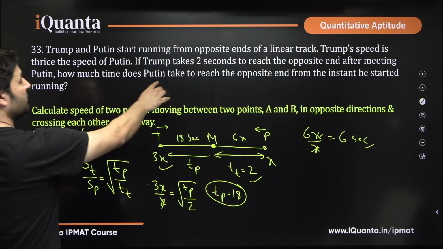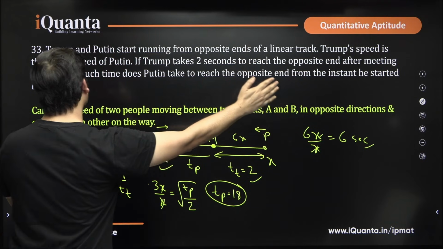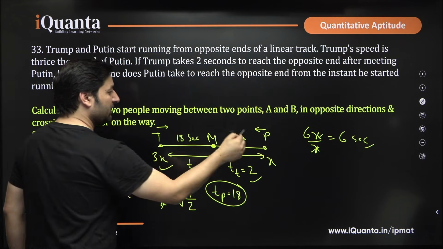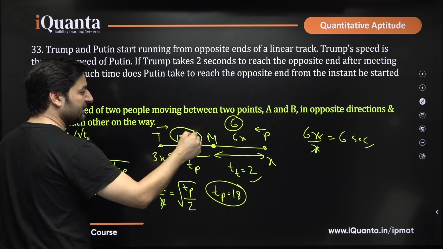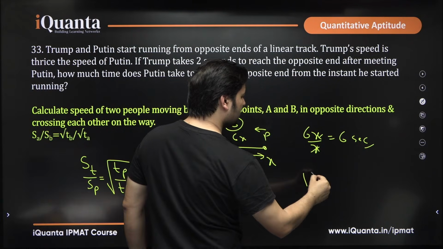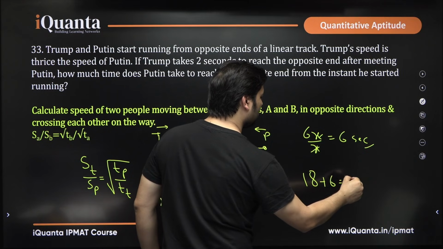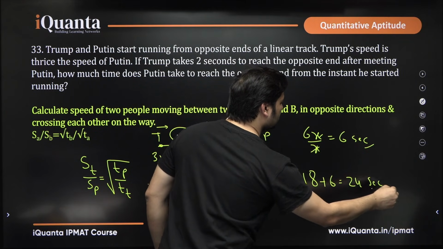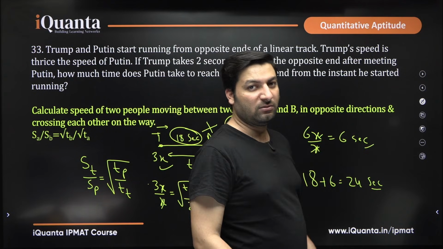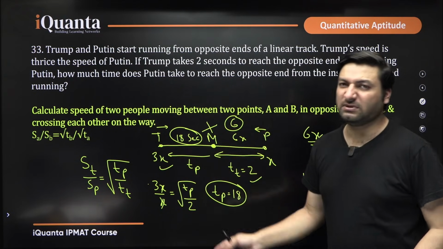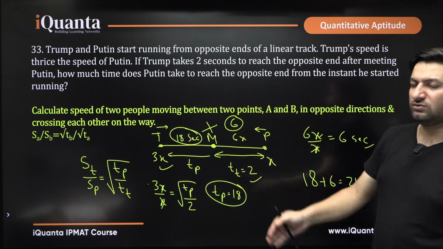And that is why I can say the total time: how much time does Putin take to reach the opposite end from the instant he started running? Here to here Putin took 6 seconds, here to here Putin took 18 seconds, 18 plus 6 gives us 24. That is my answer. I hope this is clear. This is a classic question of meeting points. It can come, and it can be solved under 1 minute if you know this rule directly.